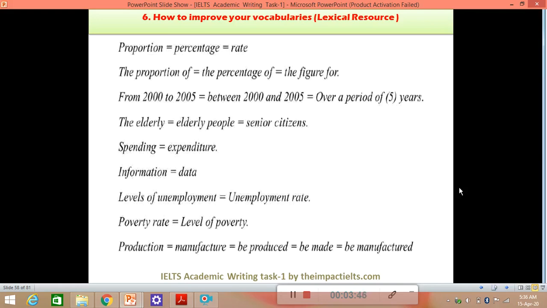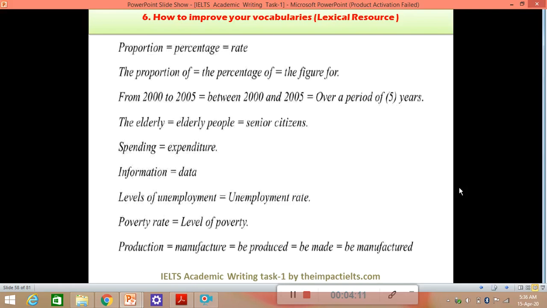From 2000 to 2005, you can write "between 2000 and 2005." You can also write "over a period of 5 years," or you can write "during those 5 years." The elderly people, senior citizens, right? You should avoid writing "old people." Perhaps that is considered a bit offensive in English culture.